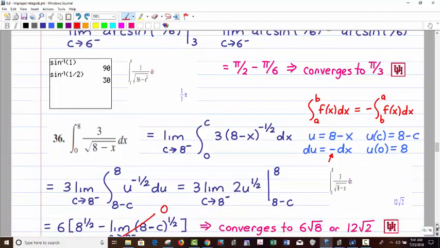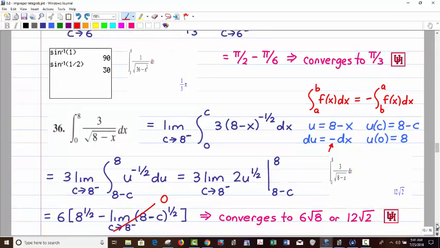Now here's another one that's just kind of a basic substitution problem. Yeah, it looks real close to that arc sine, doesn't it? But it's not when the x isn't squared. This one also has a discontinuity at the upper. So don't worry, we'll see discontinuity at the lower here shortly. It's at the upper because 8 makes that 0 on bottom. So I'm going to write this limit of c goes to 8 minus from 0 to c.